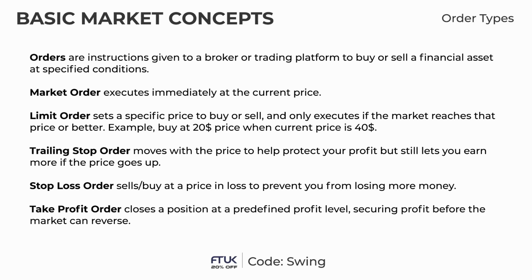Now, every broker has limitations. Some will offer more order types than others, but I'm going to go over the important ones and the ones that I use the most. So the first one is the market order. A market order is the type of order that executes right away.